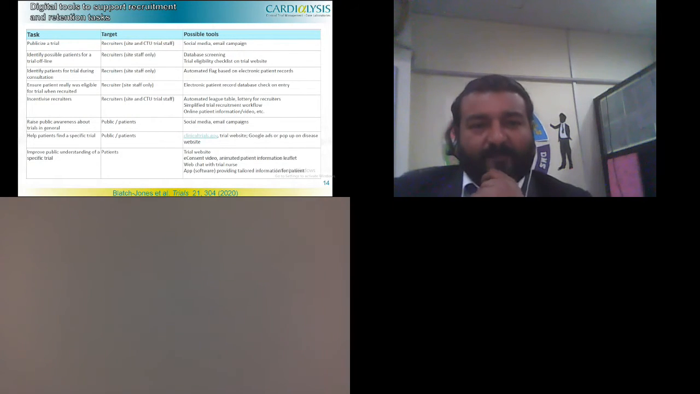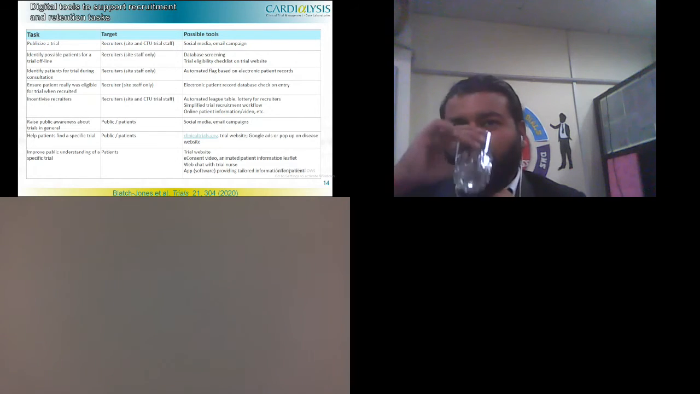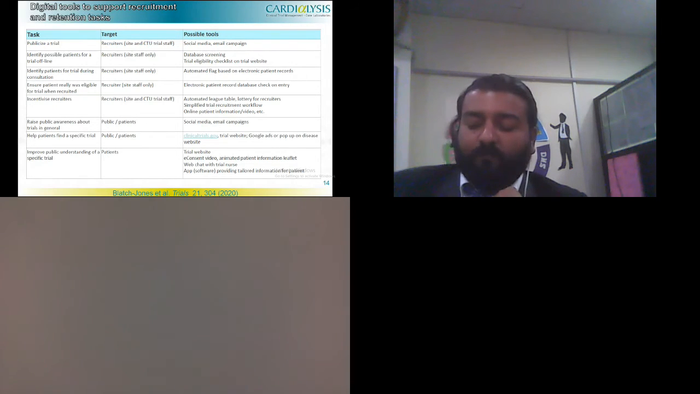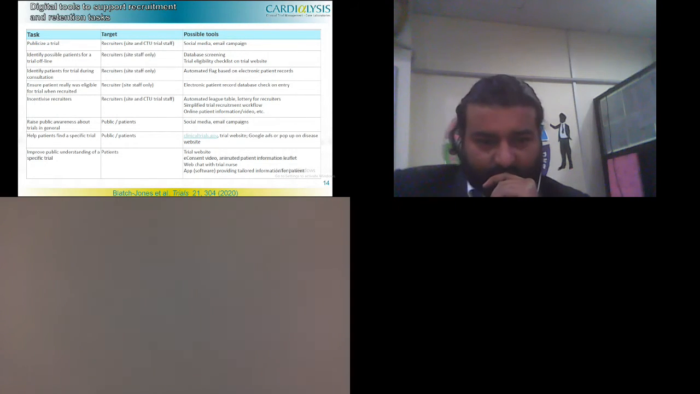So digital tools to support recruitment and retention are several. And I would like just to draw your attention in this slide that the target is very important. One would think naturally that the target will be the patients, but actually the target generally are the recruiters. So we want to promote the study with recruiters, motivate them, remind them of the eligibility criteria. And as you can see on the middle column here, several of the activities performed are targeting those recruiters.